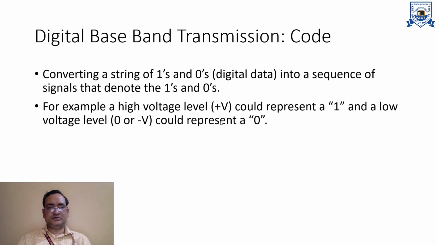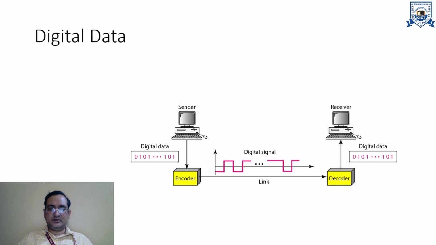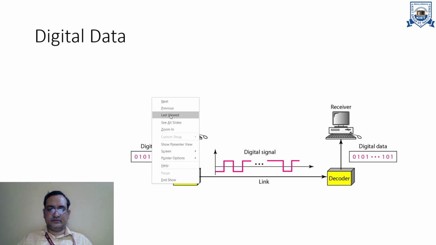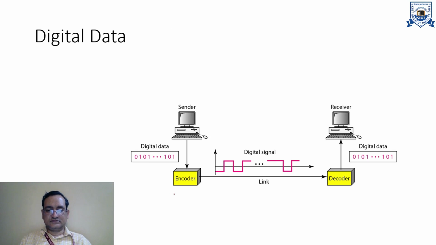Digital baseband transmission requires the conversion from a string of ones and zeros. Ones and zeros are the digital bit data of a sequence of signals, denoted by one for plus voltage and zero for low voltage, which is represented as minus V, or could also be represented by 0 volt. This is a simple representation of data transmission, which involves an encoder as well as a decoder.